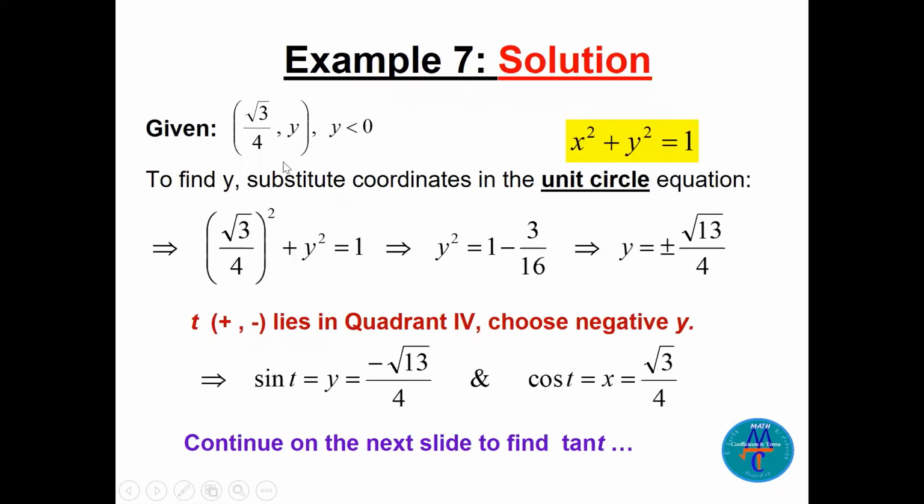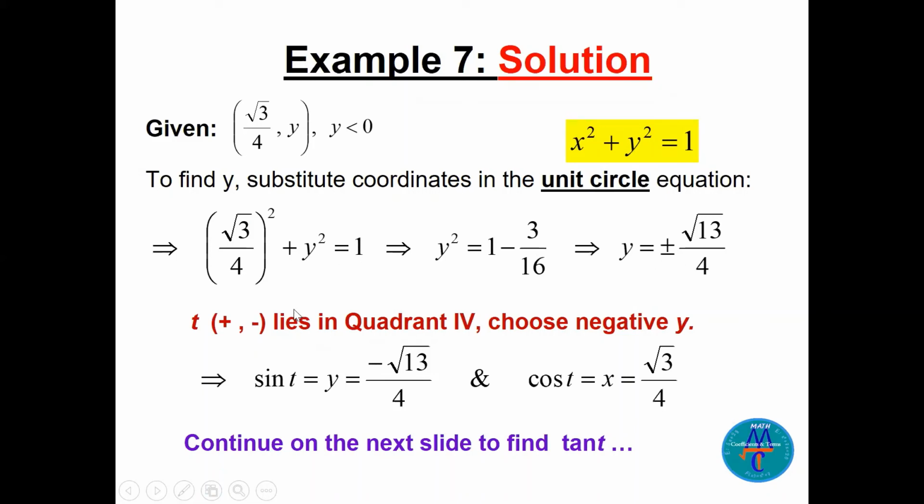So since this point is on the unit circle, you just remember the equation of the unit circle. So I put x squared, square root of 3 over 4, all squared, plus y squared is equal to 1, then I find y. So y will be plus or minus square root of 13 divided by 4. See, this is 16 minus 3, 13 over 16. Take the square root of both sides.